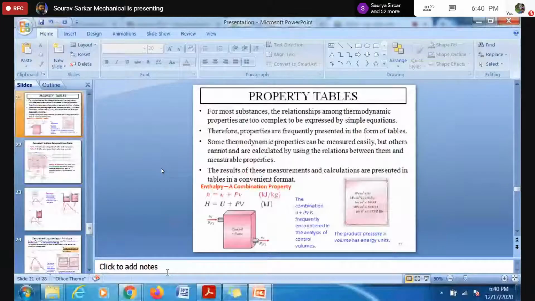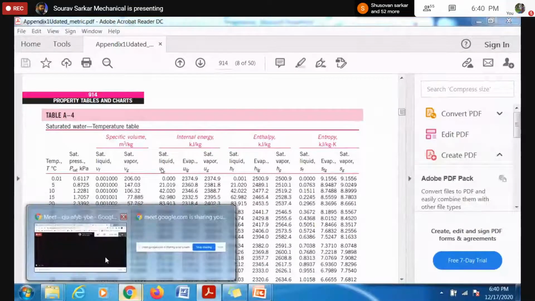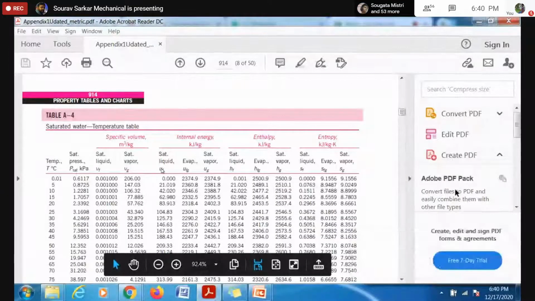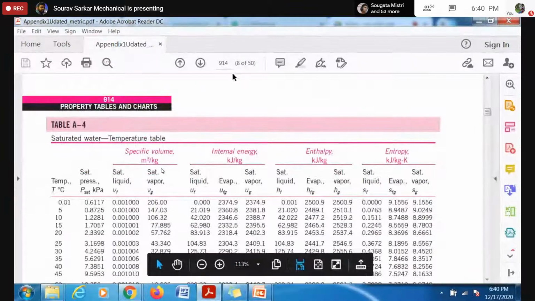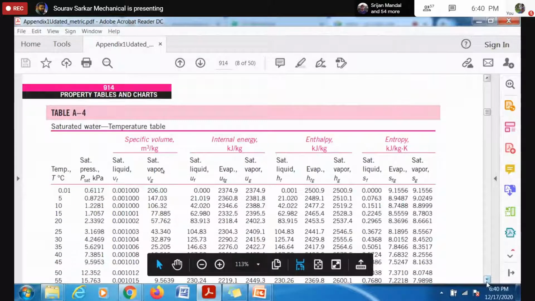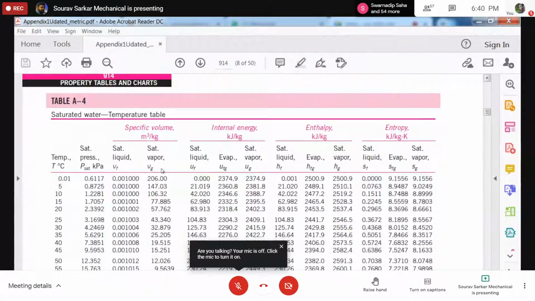For reading the property table, open the PDF and move to page number 8. Page 8 of 50. So in the PDF there are 50 pages. Go to the 8th page. Now this table is extremely important while solving numericals. So let's try to understand the meaning of each and every column of this table.